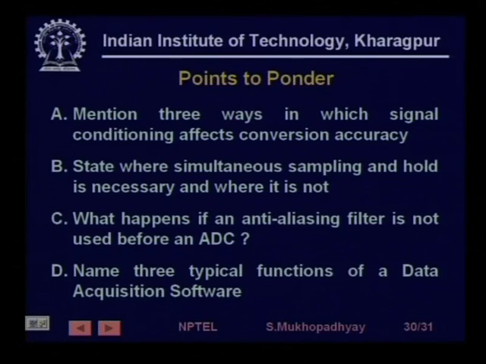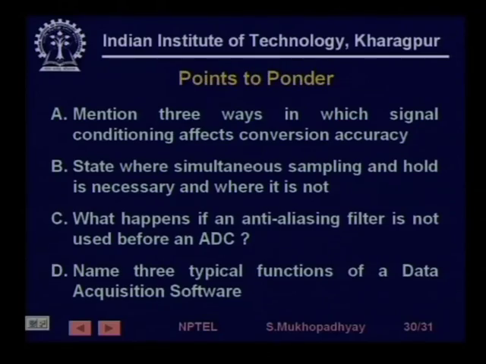What happens if an anti-aliasing filter is not used before an ADC? So, you have to go through, if the ADC is successive approximation or if the ADC is flash. So, choose the ADC and then go through it and see that suppose in the middle the signal just goes to 0, then what will happen? Sometimes it may give you wrong results, sometimes it may not. Name 3 typical functions of a data acquisition software. So, one of them could be display. You can figure out the other 2 by looking at some of these software which are advertised on the internet.